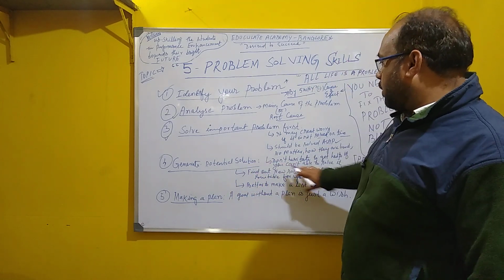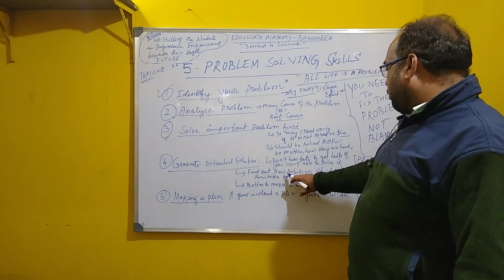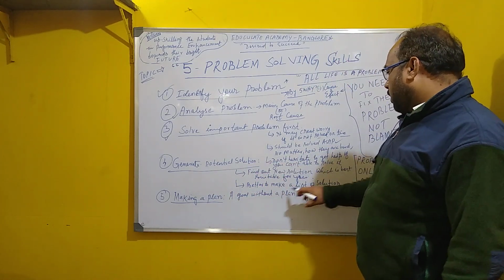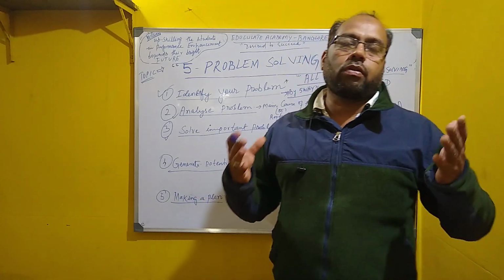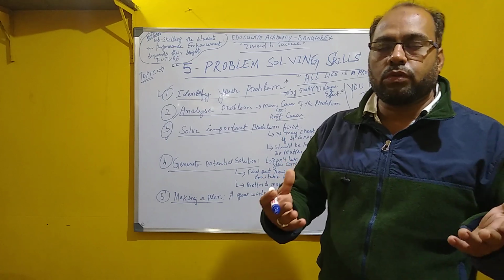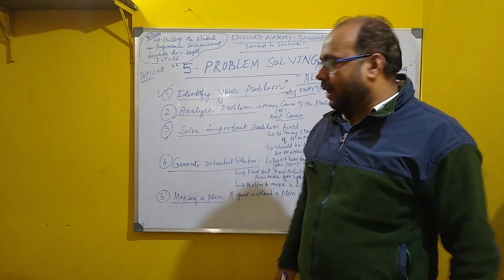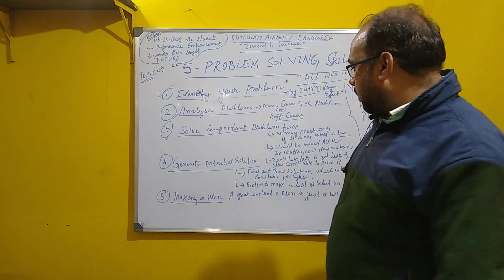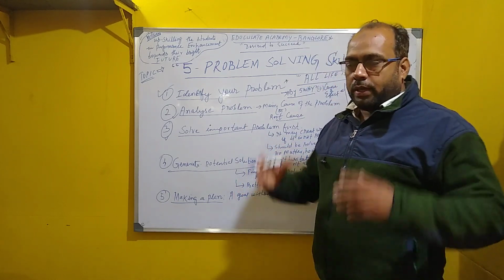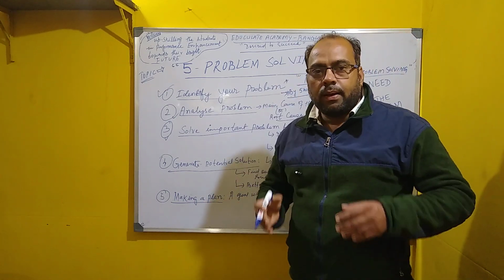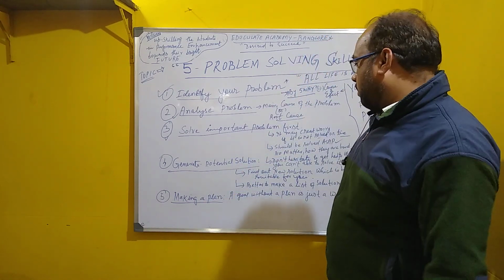Then the fourth one, generate potential solutions. Find out new solutions which are best suitable for you, or better, make a list of solutions. Find out the best solution from it, and the one that is suitable for you, find that out, and then try to solve. You will be able to solve the problem on your own, instead of putting your hand on your head. You can solve the problem by your own.